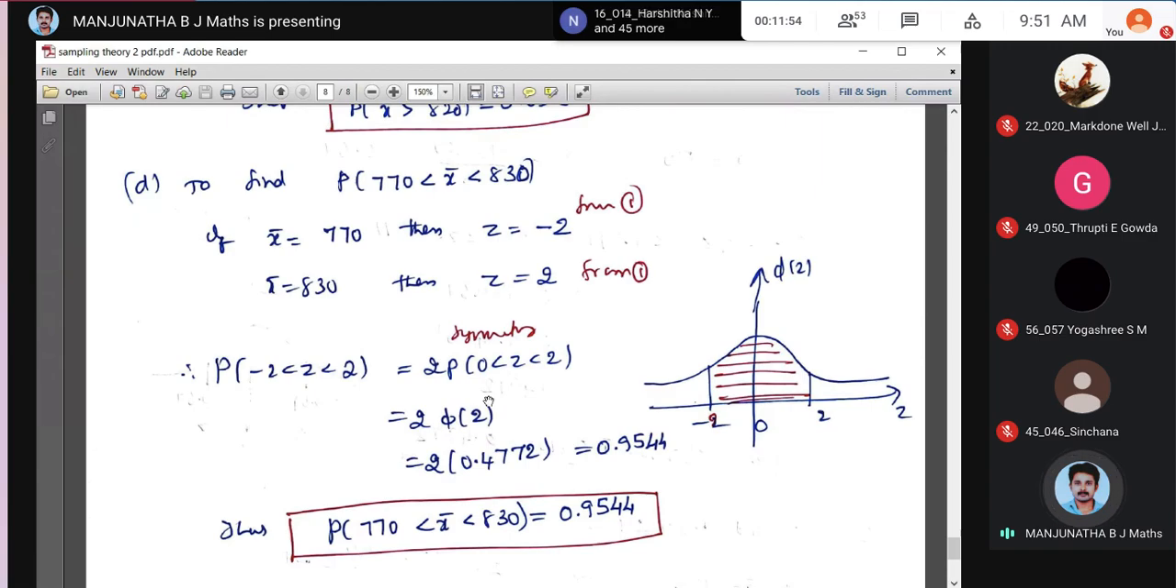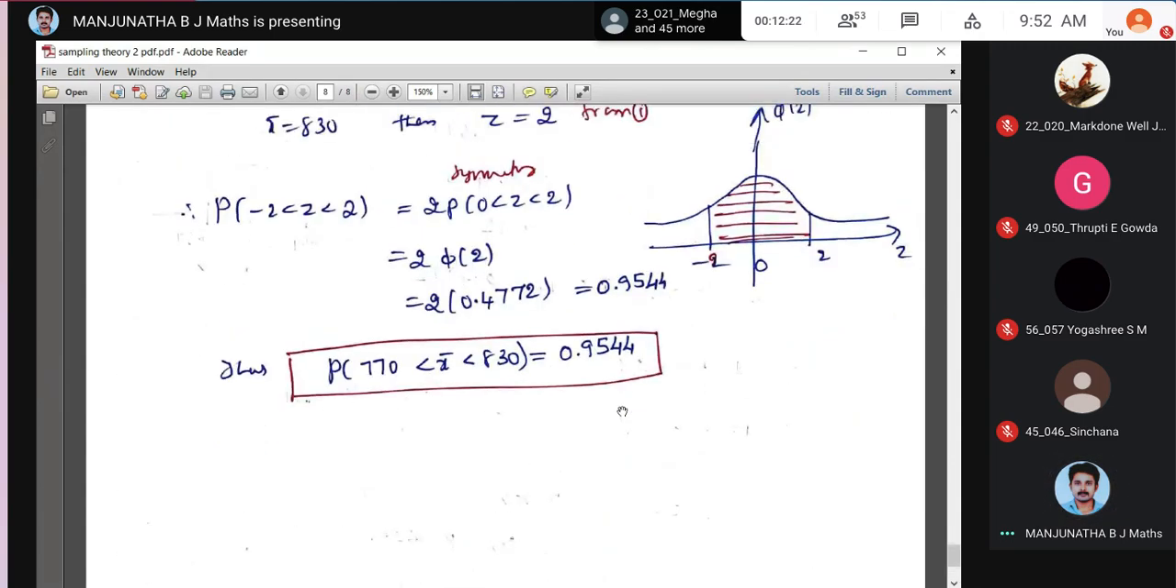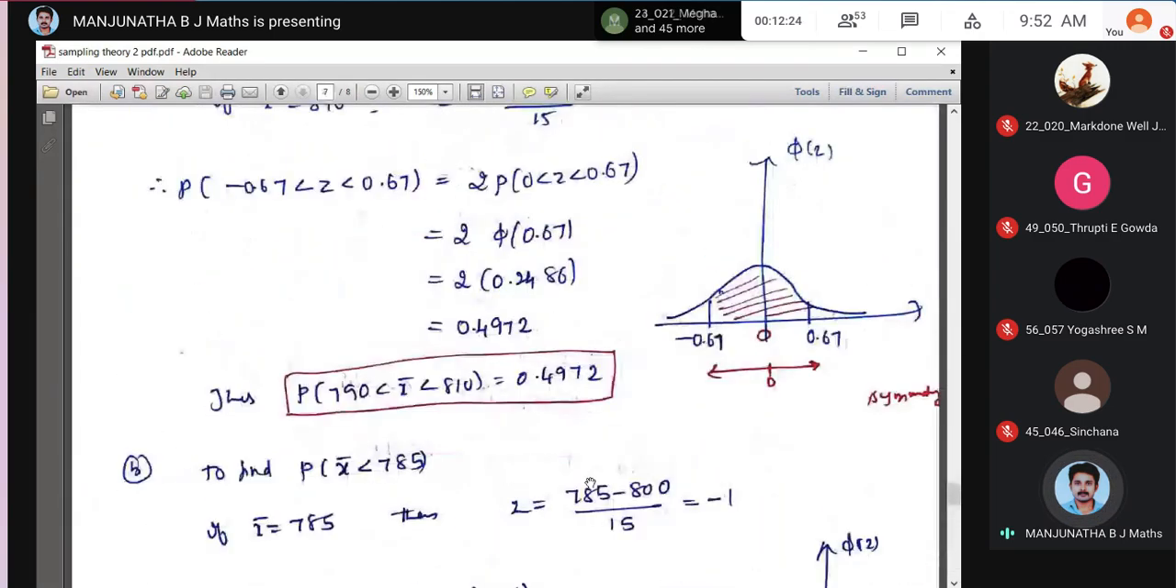2 times phi of 2. What is the phi of 2 value? You go vertically to 2.0 and along 0 on z. That is the phi of 2 value, right? You go to the normal probability table and just write that. That is 2 into 0.4772, that is 0.9544. So the probability of the required region is 0.9544. Right? This is the problem solved.